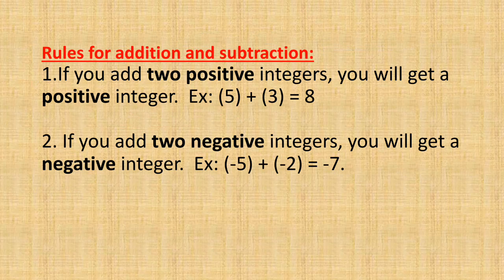Positive integers: 5 plus 3, 8. Negative integers: minus 5 plus minus 2. You have to add 5 plus 2, 7, and then denote the minus sign.